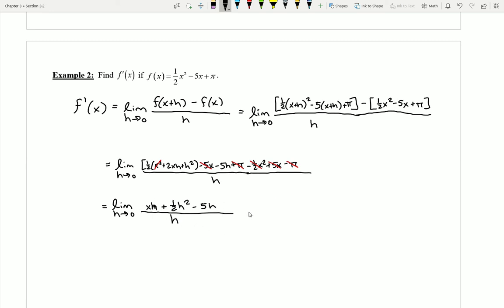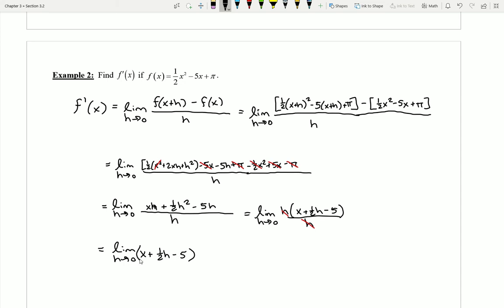Now, conveniently, everything here has an h in common, so I can go ahead and factor an h from the numerator. That would leave me with x plus a 1/2 h minus 5. With all of this being over h, I can cancel out an h from the top and the bottom, and now I can just focus on doing the limit of the stuff that's left. I've removed this h problem that used to be in the denominator, and now I can just focus here.